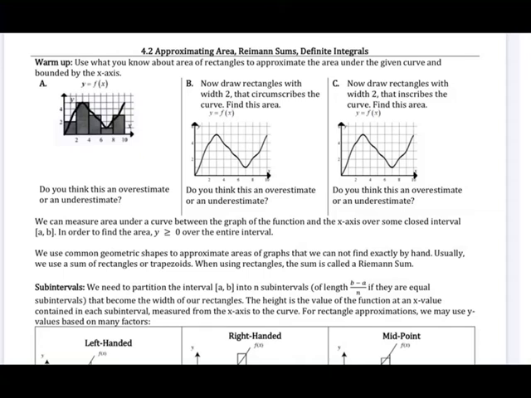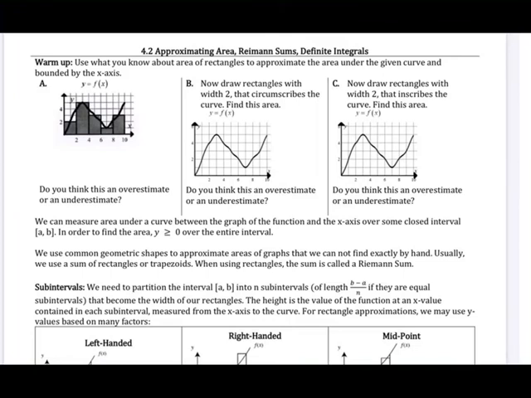In 4.2, we're going to talk about approximating the area under a curve. So given a curve or a portion of a curve, looking at that area that's bounded by the x-axis in the first couple cases, we're also going to look at what happens when the curve goes below the x-axis.